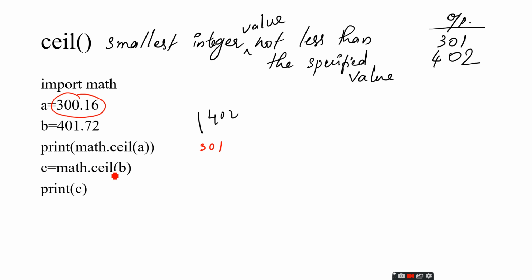Now c equal to math.ceil of b. Then it will give the value which is not less than the specified value. The given value is 401.72. So the answer will be 402. So this is the output.